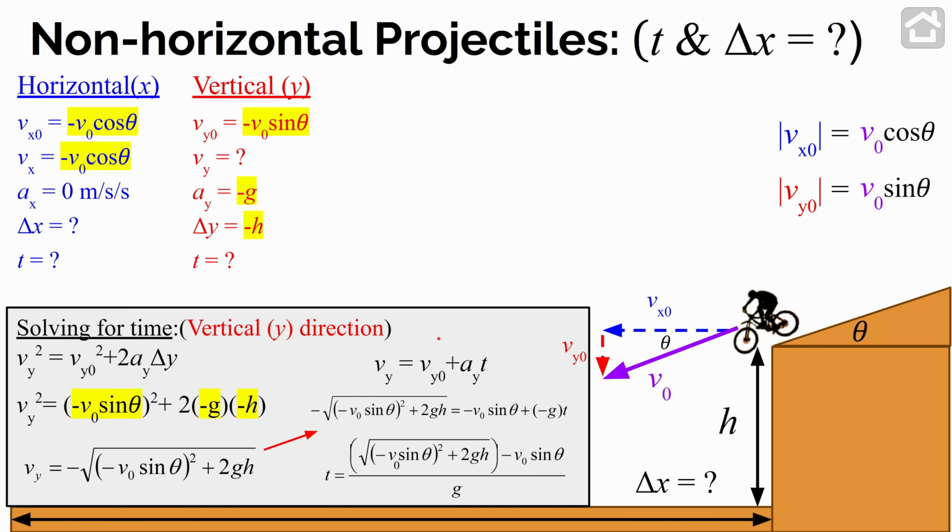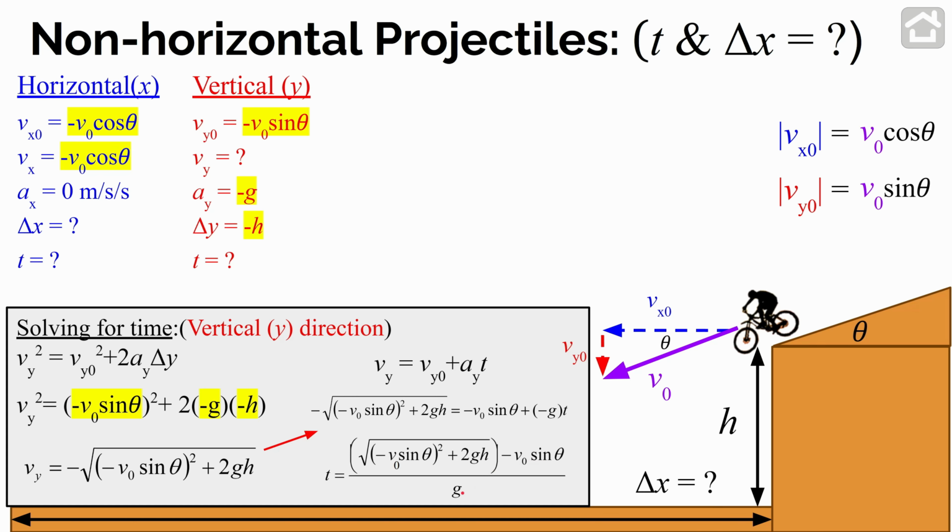So after a few algebraic steps, we now have an expression which represents the time the mountain biker spends in the air from the moment of launch to right before impact. It's equal to the square root of negative v0 sine theta, all of that squared, plus 2 times g times h, and that's minus v sub 0 times the sine of theta, all over g.